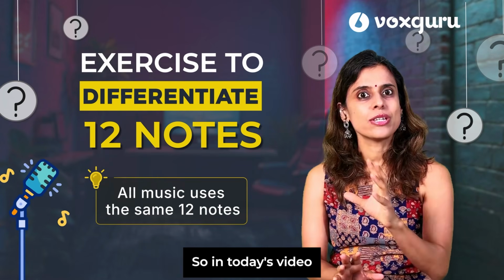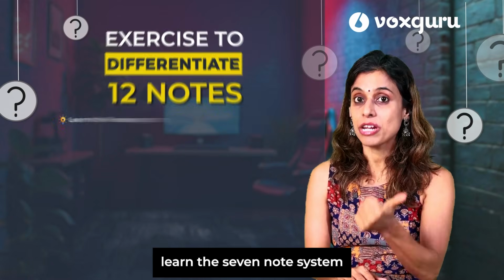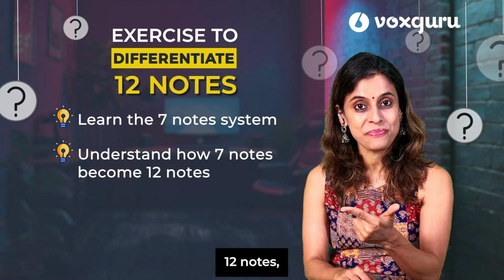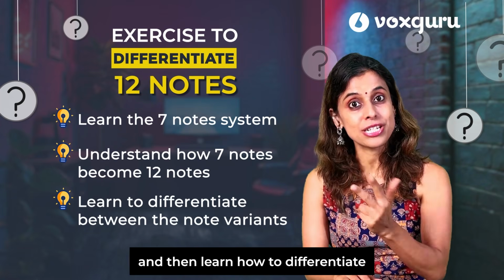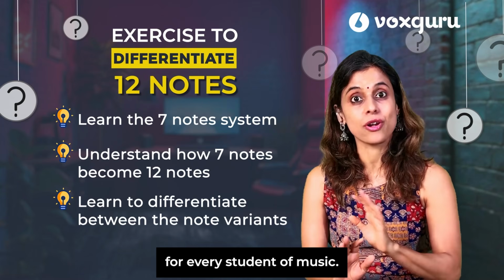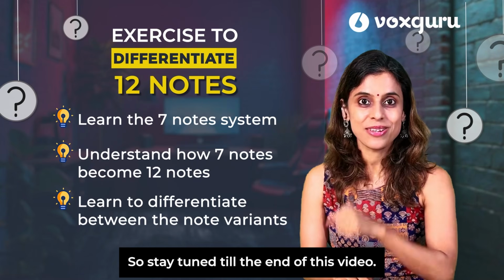with ease. So in today's video, we are going to first learn the 7 notes system and then understand how it becomes 12 notes and then learn how to differentiate between the variants of the notes. So this is a very important video for every student of music. So stay tuned till the end of this video.